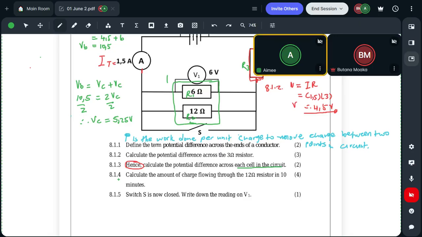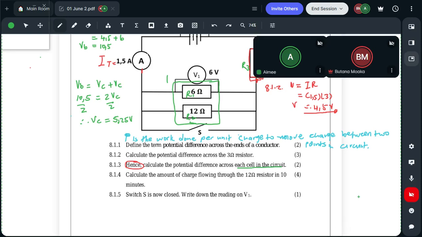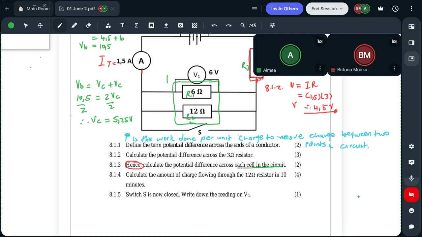Okay, 8.1.4, they want us to calculate the amount of charge. Can you please give me a second? Okay, so now they say calculate the amount of charge flowing through the 12 Ω resistor in 10 minutes.